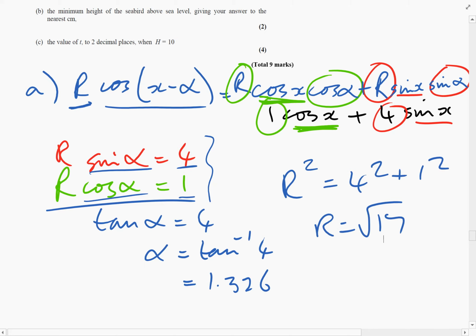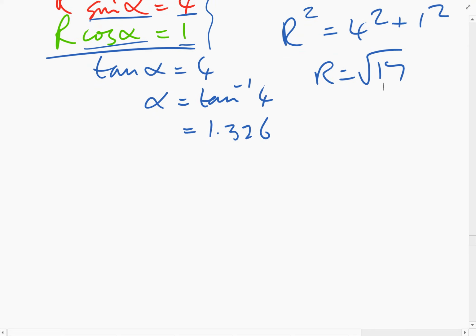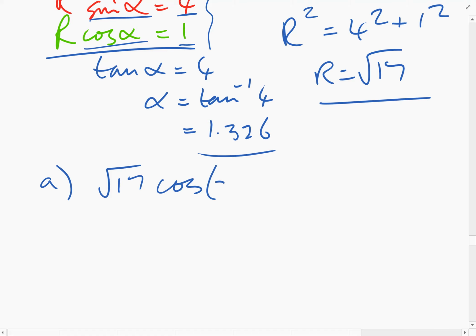Okay, the next question. By the way, whenever you do one of these questions, you can be pretty sure you're going to need to use your answer for this in order to do part B or part C. So it's worth just writing down that in part A, our final answer was root 17 cos x minus 1.326. Okay, so that is what cos x plus 4 sine x equals.